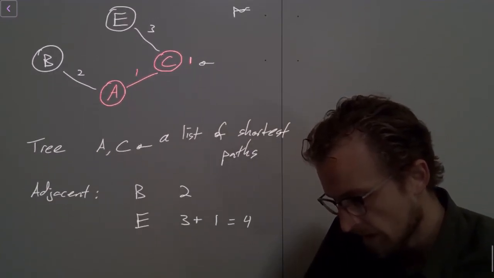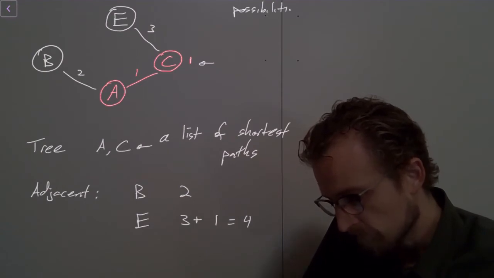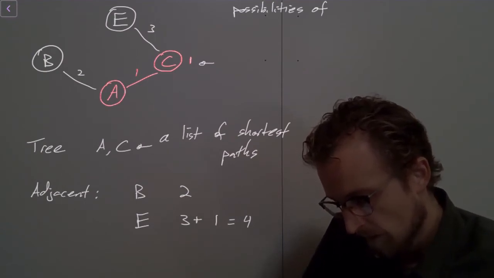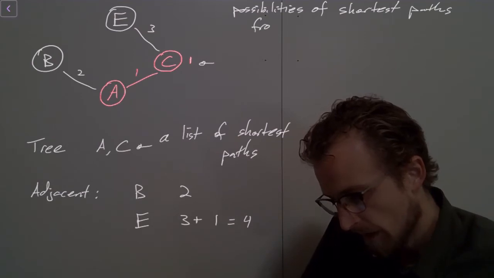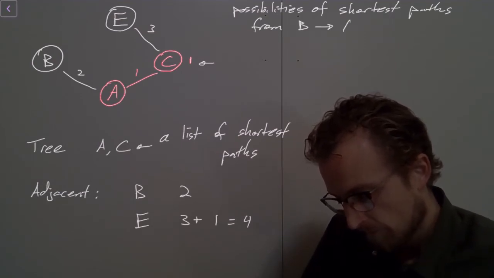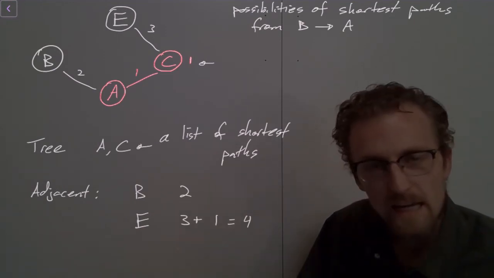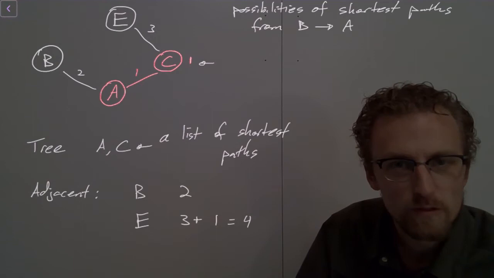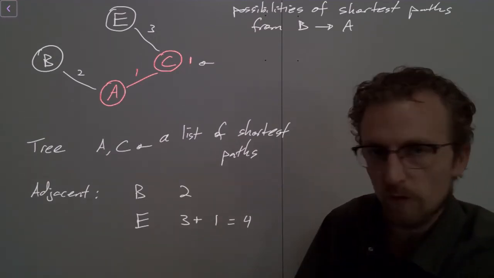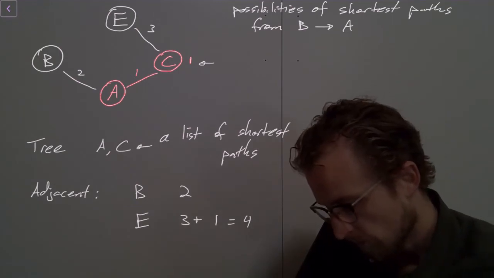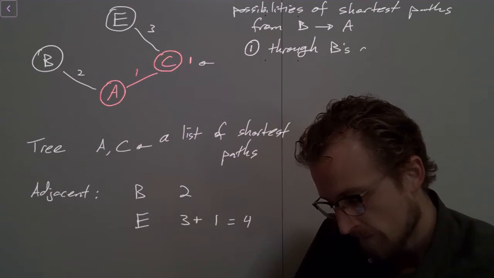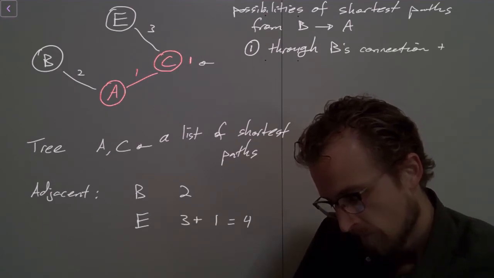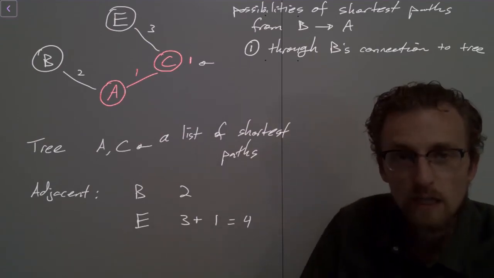Okay, so let's write a list of possibilities for the shortest path from B to A. The first possibility is that it goes through the edge that we've already written down. It connects directly to the tree, and then from wherever it connects in the tree onward to A. So possibility one is through B's connection to the tree.